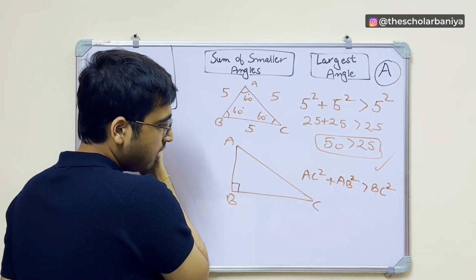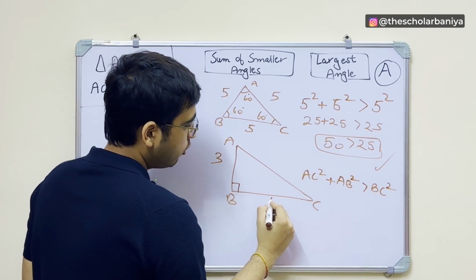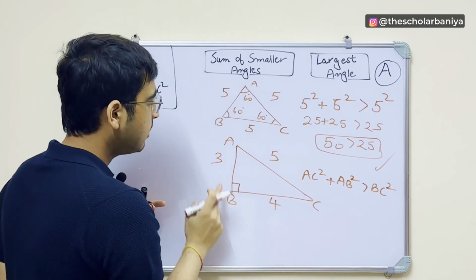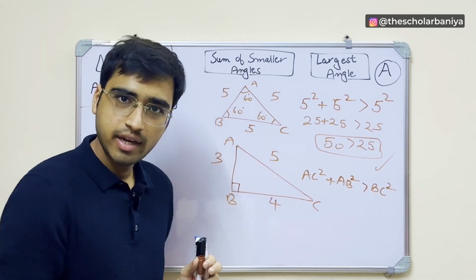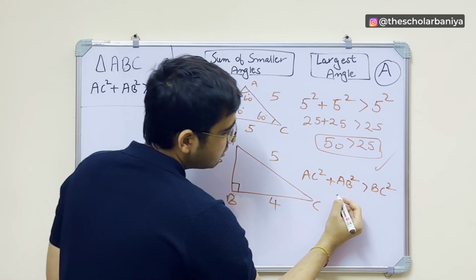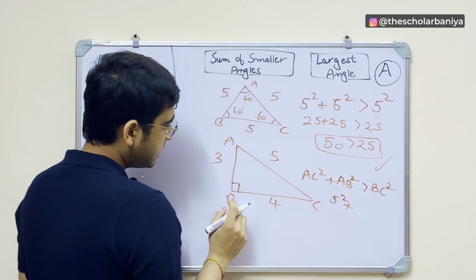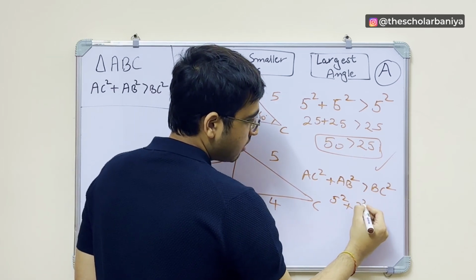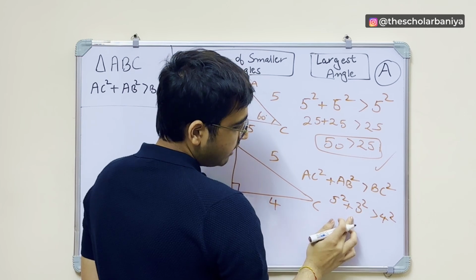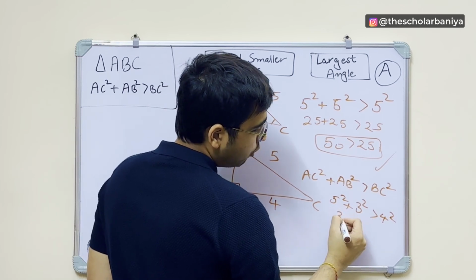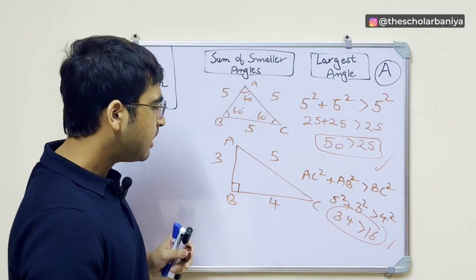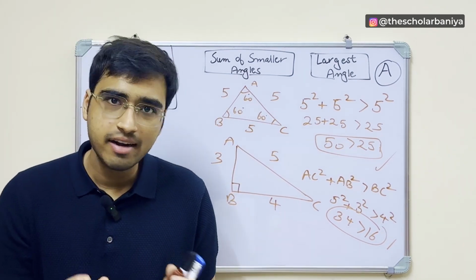Let's say, for example, this is 3, 4, 5, right? This is one possible case. This is a right angle triangle. This side is 3, this side is 4, and this side is 5. Absolutely fine. So, what is AC square? AC square is 5 square. Plus, what is AB square? AB square is 3 square. Is greater than, what is BC square? BC square is 4 square. So 25 plus 9, right, 34 is greater than 16. Obviously, it's completely fine. That means this case is completely valid, right?